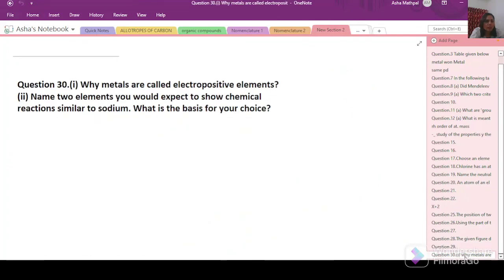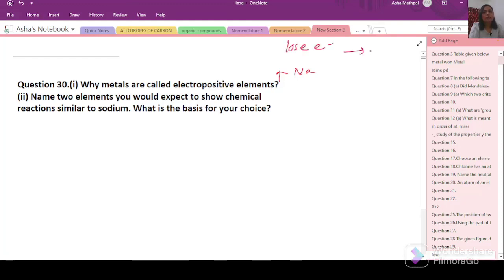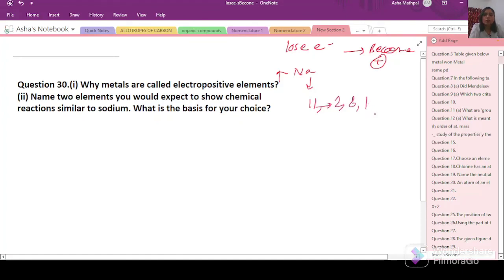Now let us see the next question, question number 30. Why are metals called electropositive? You can give any example. Metals are called electropositive first of all because they lose electrons. Once they lose electrons, they become positively charged. Like Na has atomic number 11, so its electronic configuration is 2, 8, 1. So it will lose 1 electron to complete its octet.